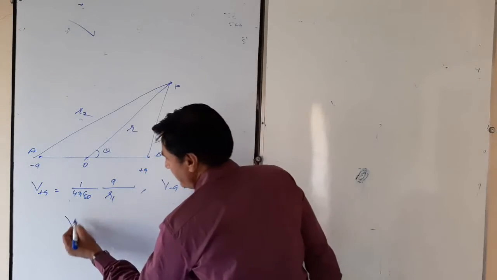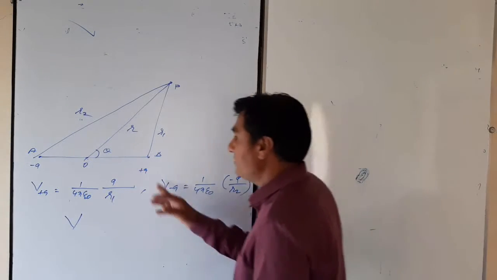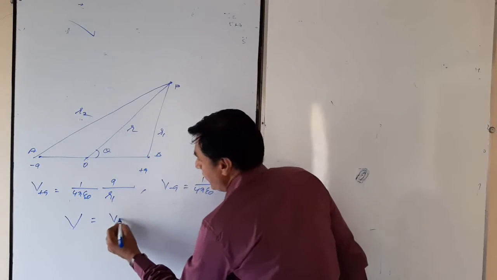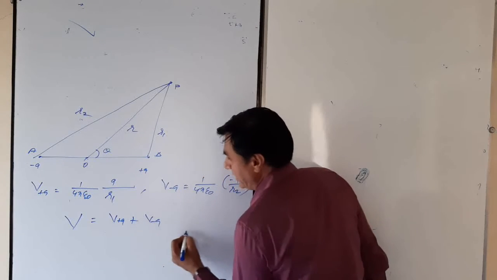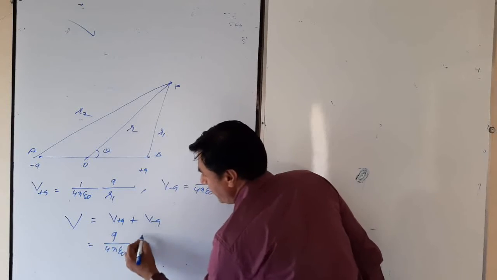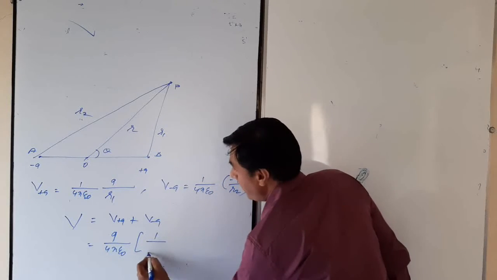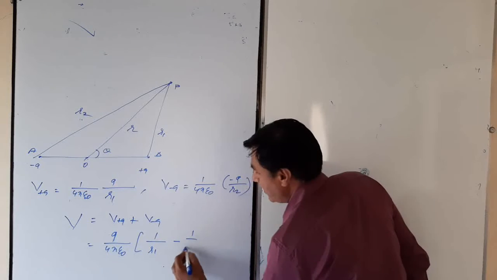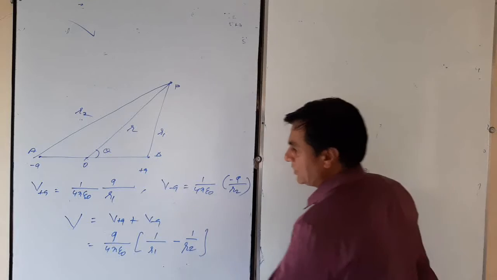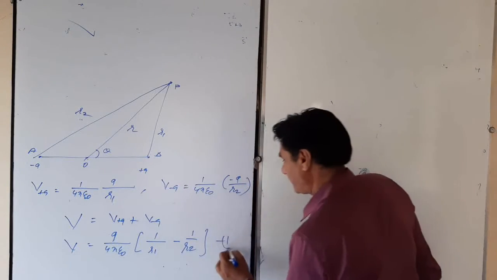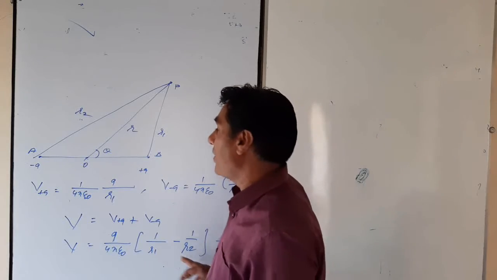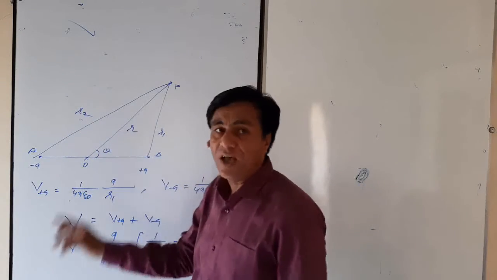Now, due to both the point charges of the dipole, V is equal to V due to plus Q plus V due to minus Q, which is equal to Q upon 4 pi epsilon 0 times 1 upon R1 minus 1 upon R2. This is equation number 1. Now we will write R1 and R2 in terms of r.